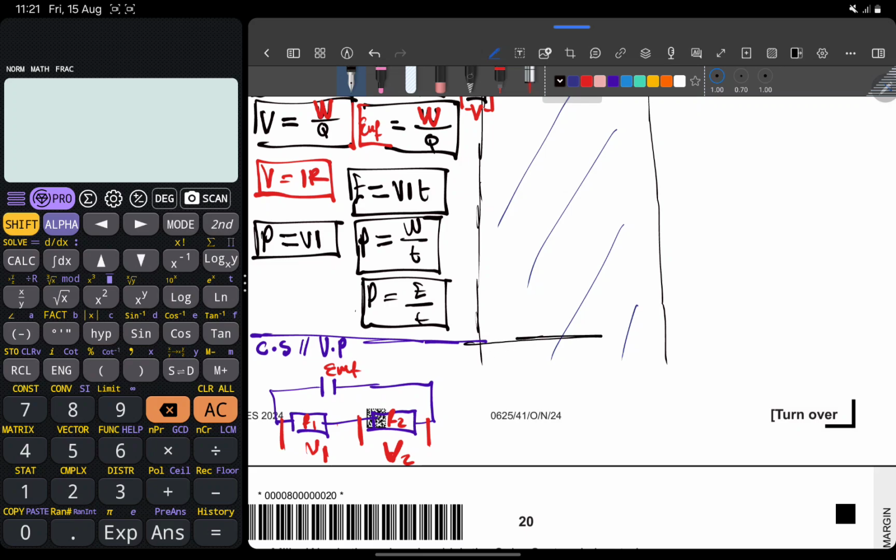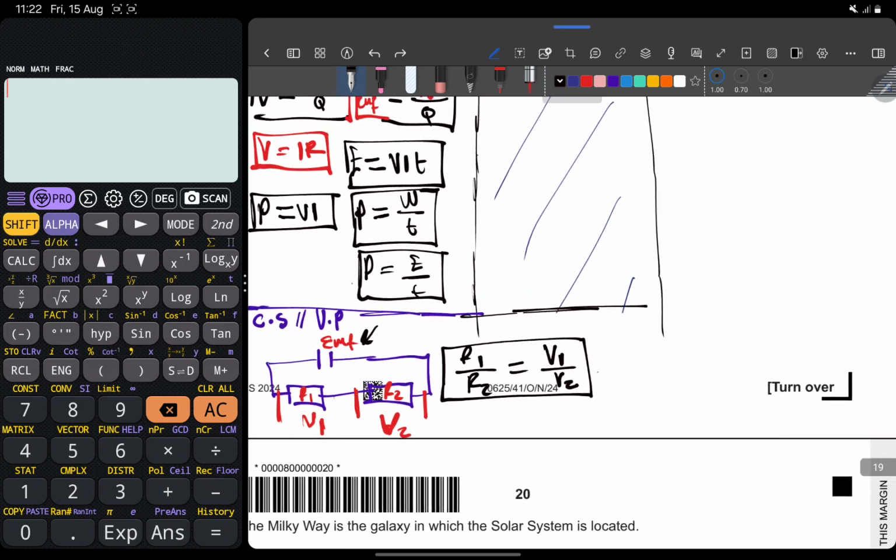Because we know that voltage is shared in series, we use what we call the potential divider rule. The potential divider rule just says R1 over R2 is equal to V1 over V2. Are we together? And you'd make whatever you want the subject. Let's say I wanted V2, I would now say R2 over R1 is V2 over V1. That's the potential divider rule. But remember that the total EMF is just going to be V1 plus V2.